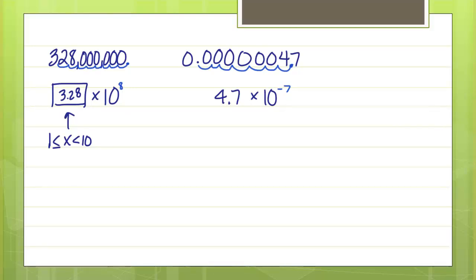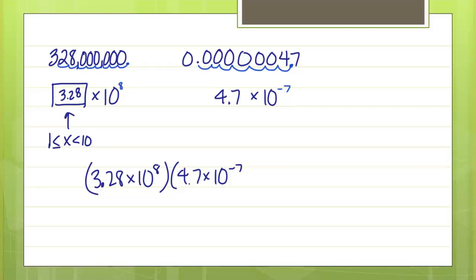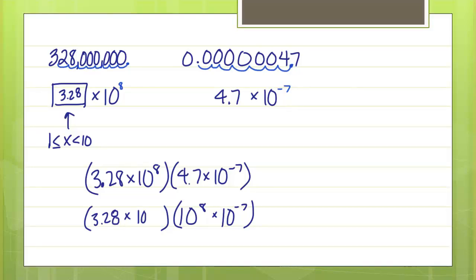Okay, so what we're really going to be talking about here today is how would I do a problem like 3.28 times 10 to the 8th times 4.7 times 10 to the negative 7th. There's a few mistakes people make. First, we're going to take our tens and put them together because we have the same base with exponents, and so hey, we can use those rules we were just talking about, and now all we have to do is figure out 3.28, not 10, times 4.7.